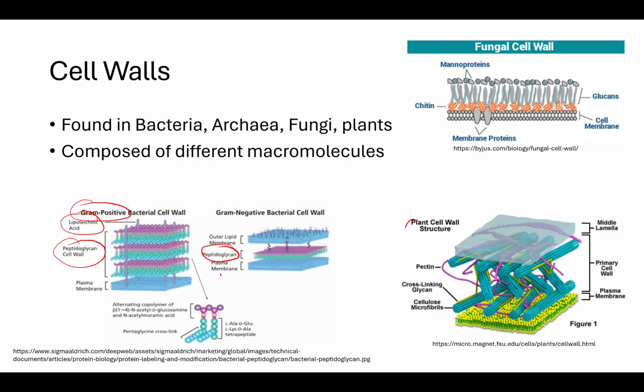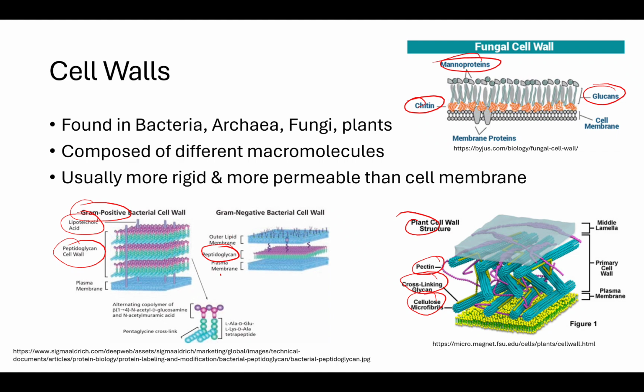Here is a plant cell wall, and you'll notice it has a lot of cellulose fibers. It has some glycans, which are carbohydrates that link things, and it also has pectin, which is a molecule you don't really need to know much about. Fungi have different types of proteins. They have mannoproteins, as well as glucans, which I assume are a type of carbohydrate, and chitin, which is definitely a type of carbohydrate. So different organisms have different compositions to their cell walls, but what they have in common is that they are usually more rigid and more permeable than a cell membrane is.